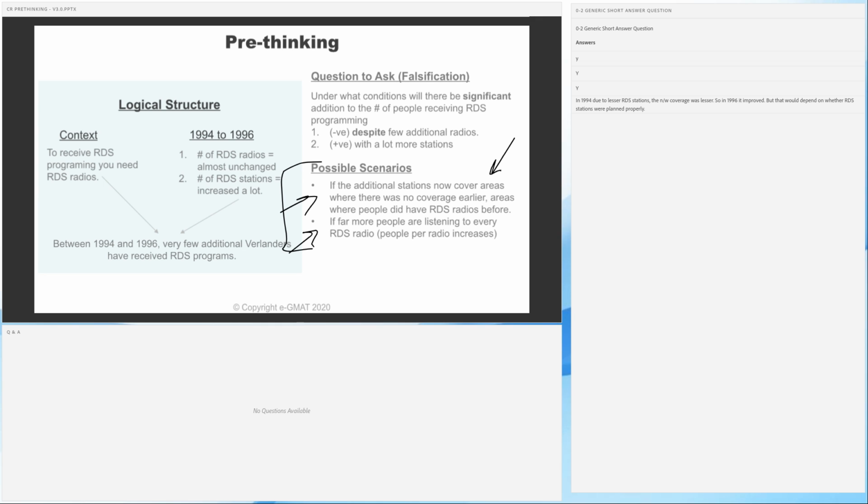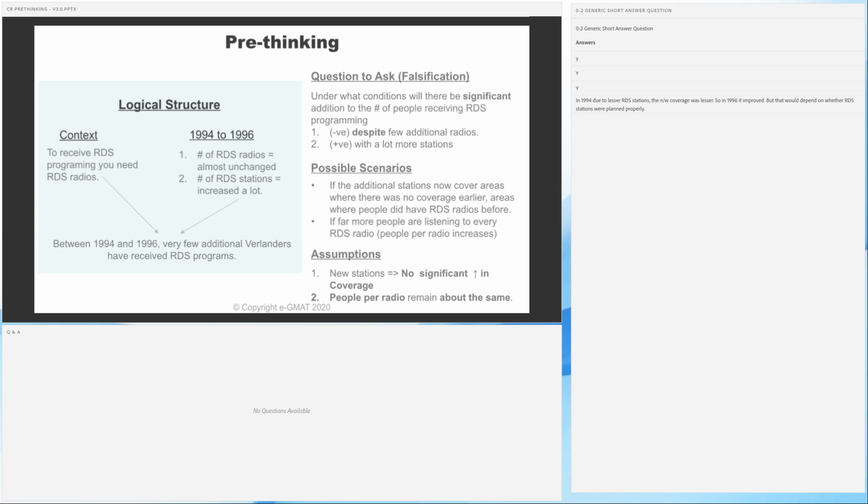And the person who made the statement here: in 1994 there were fewer RDS stations and the network coverage was lesser, so in 1996 it improved, but it would depend on how the planning was done. Absolutely, yes. You're thinking through the problem. I like that. This is where your visualization muscle is being exercised.